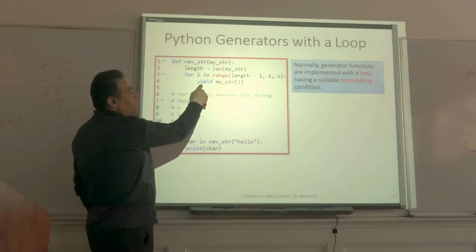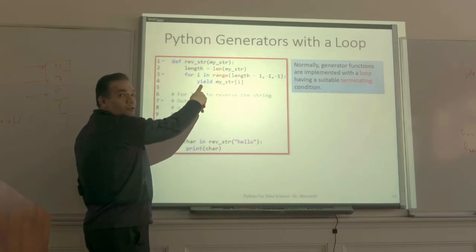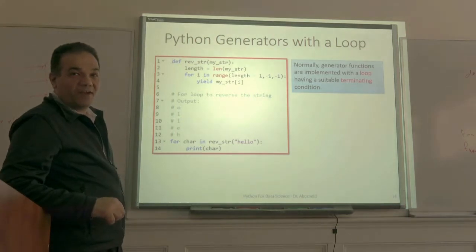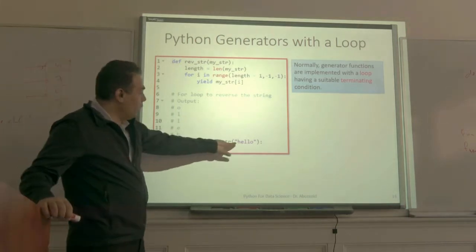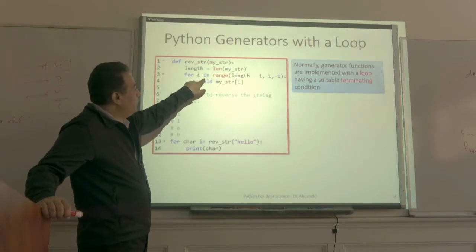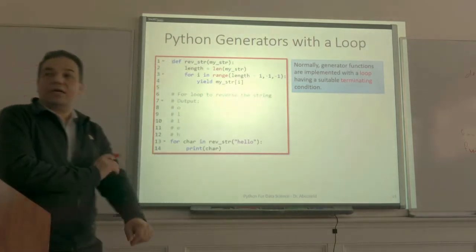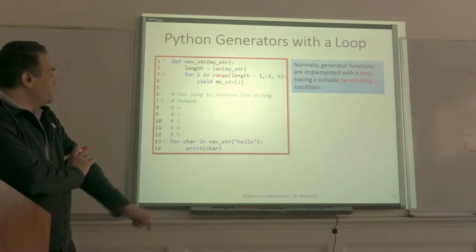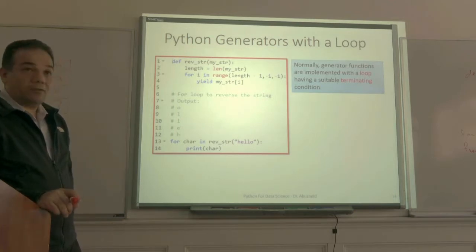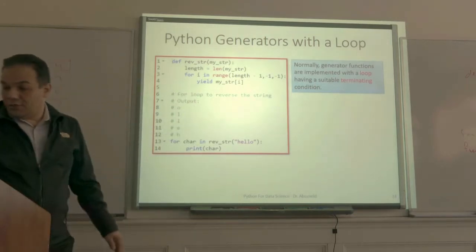So how many yields in this program? Four. Okay, four or five. Five actually, because if I entered hello, five, and I have five. So how many depends on the length, right? The length of the characters. So every time it executes, it's going to go to that row. So this is what a generator is, which is kind of a loop.